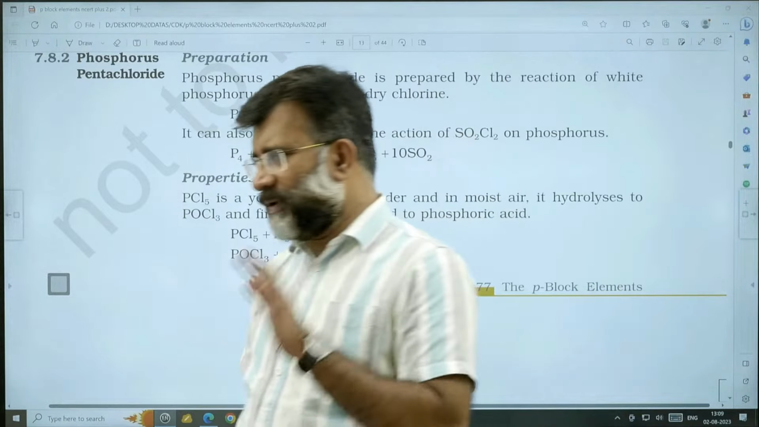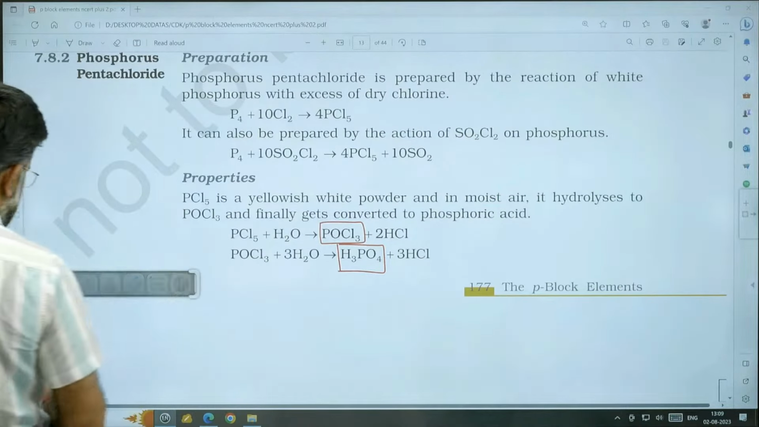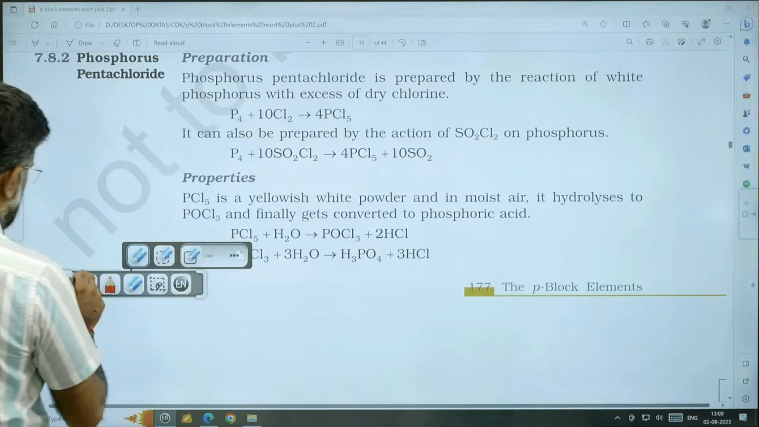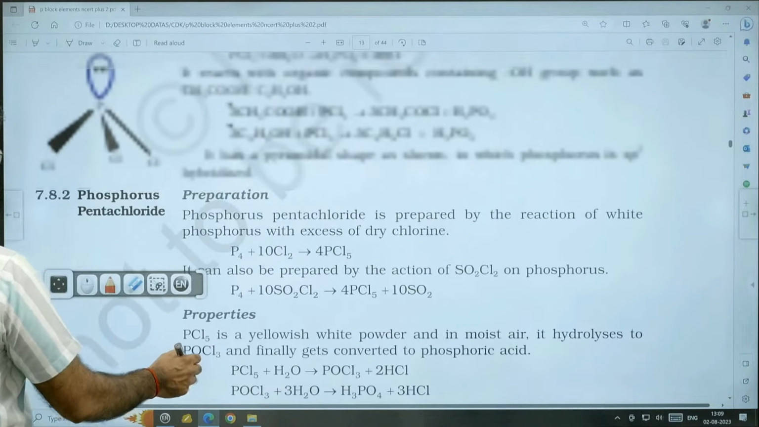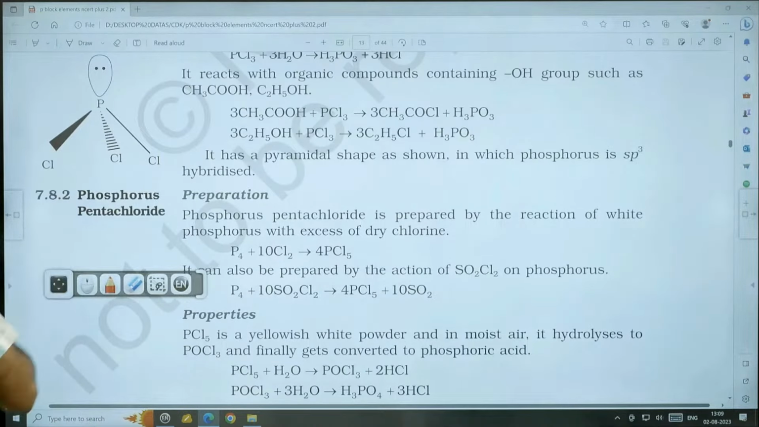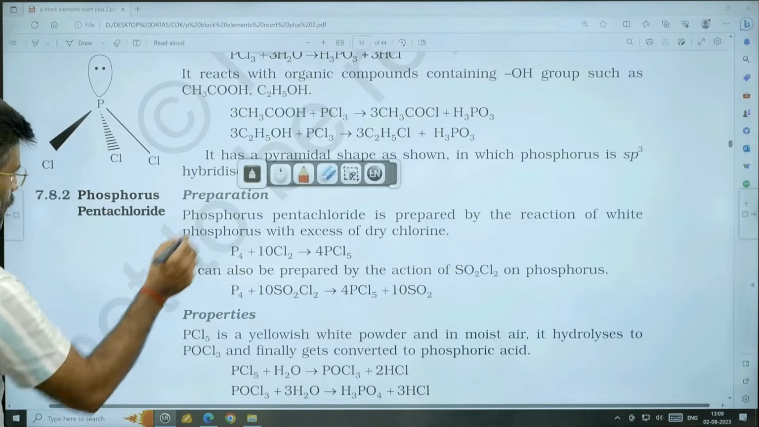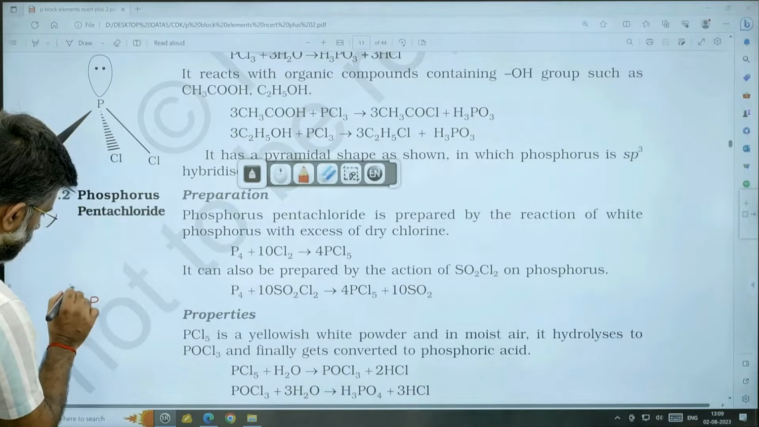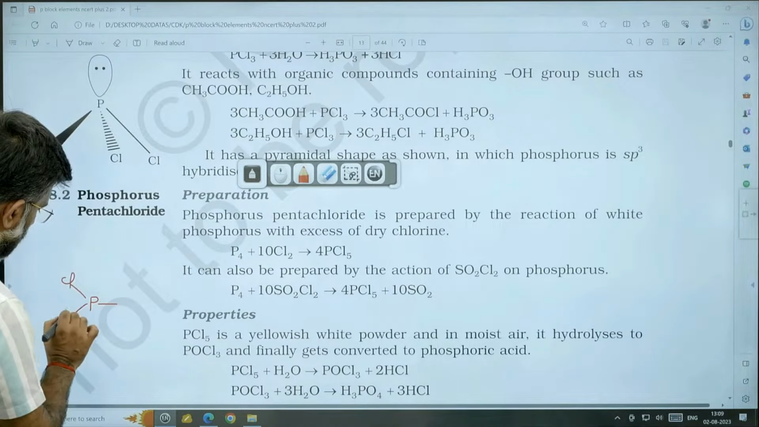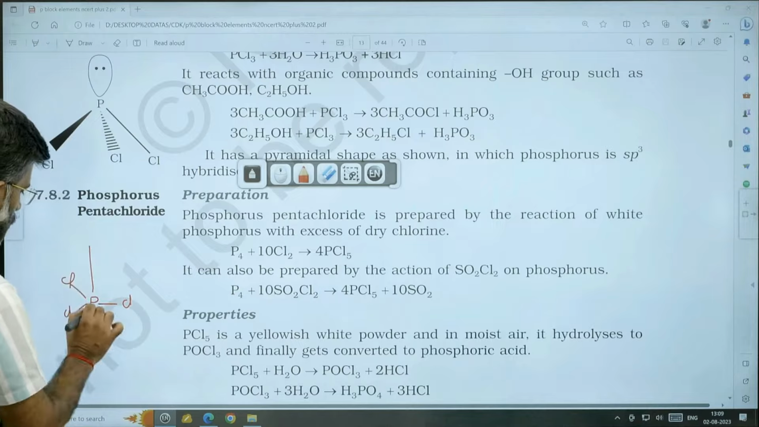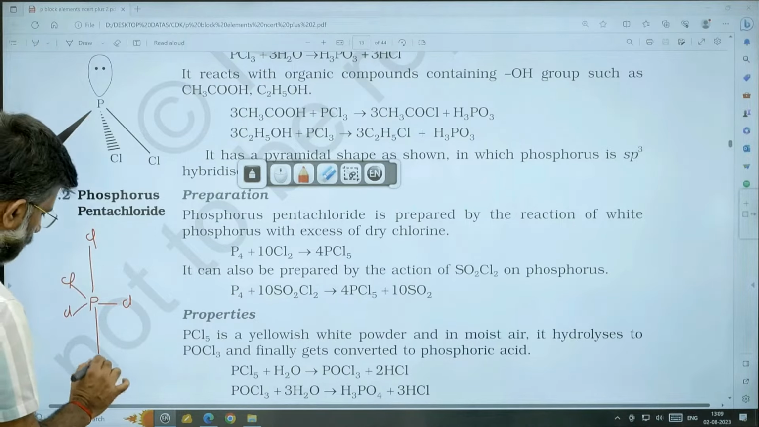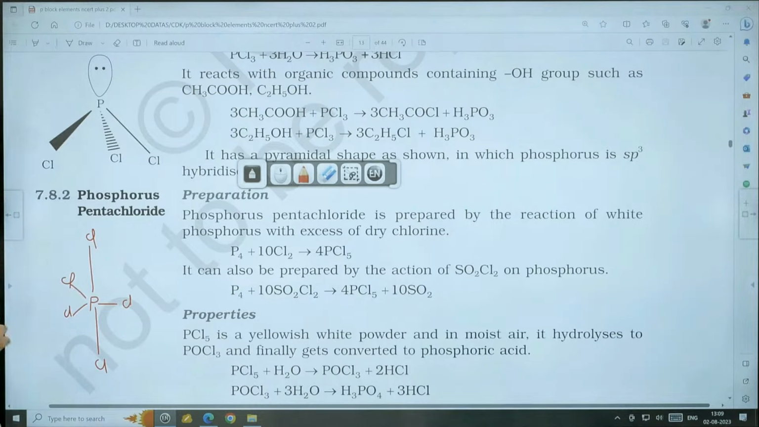The point of difference all of you may be aware of. Why such a difference? In PCl3, all the 3 phosphorus-chlorine bonds are identical, whereas in PCl5, it is not so. This is PCl5: 3 planar bonds and 2 axial bonds. Axial bonds are more elongated.